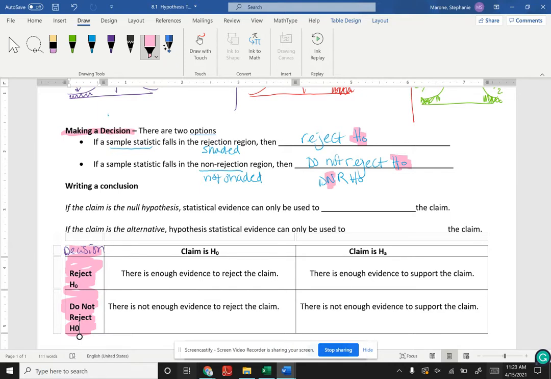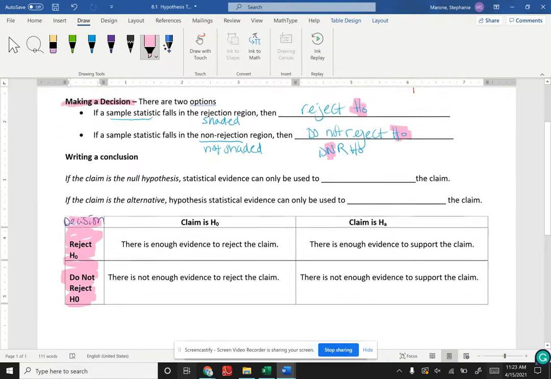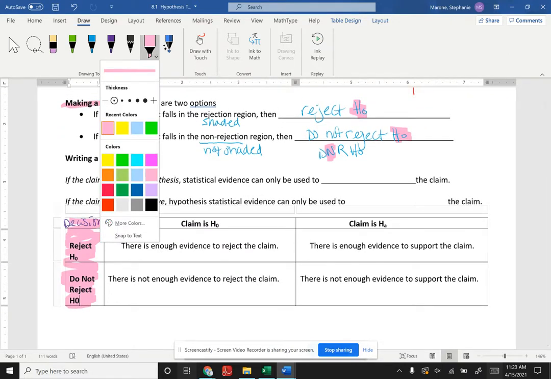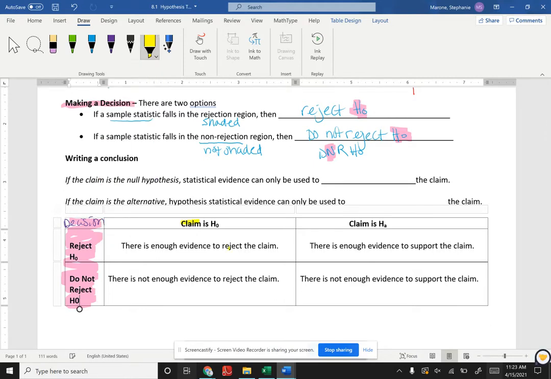Writing a conclusion is the next thing. And the conclusion is one of these four sentences. If the claim is the null hypothesis, your conclusion is going to have the word reject in it.